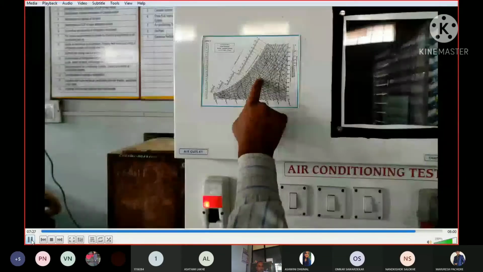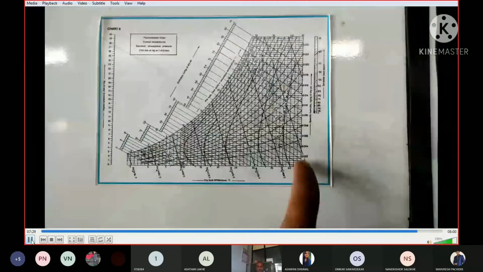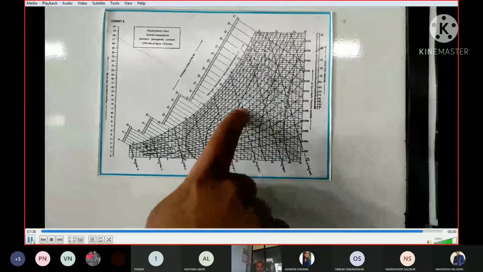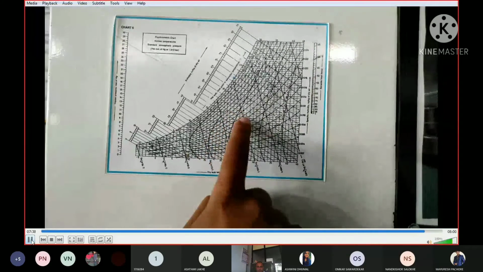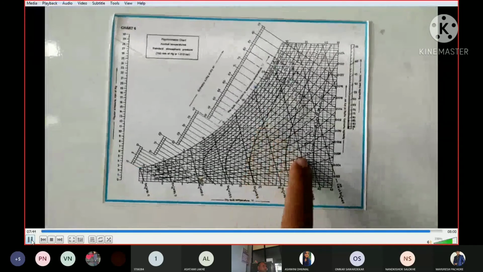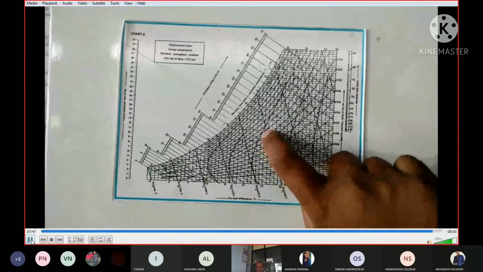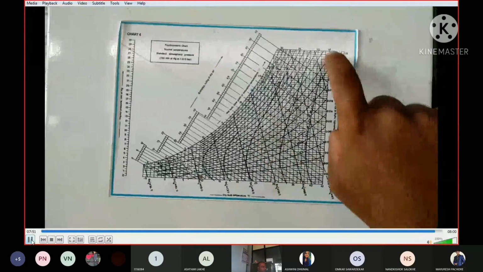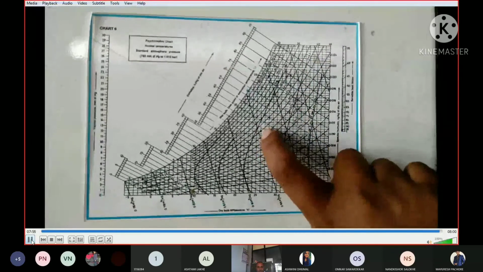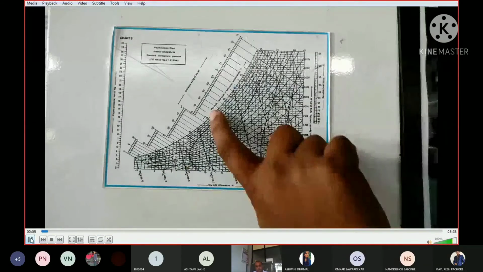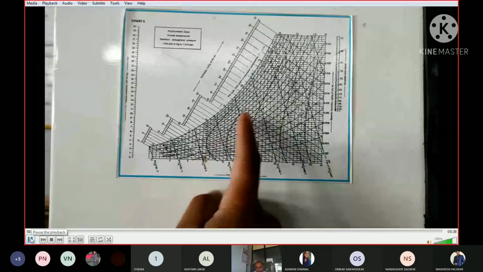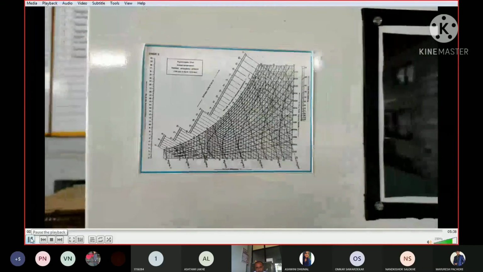If you move towards this corner of the chart, it will perform cooling, heating and dehumidification processes. Whenever there is dehumidification, there is always heating. If you perform the process towards the top right corner, you will see heating and humidification, cooling and humidification. If you go in this direction, you will perform cooling and dehumidification. So there are 8 processes.